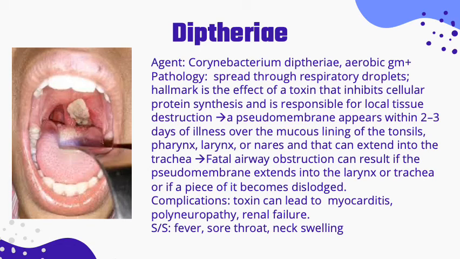The toxin can spread from the tonsillar area to various organs, causing myocarditis, polyneuropathy, or renal failure. The typical signs and symptoms will begin with fever, sore throat, and neck swelling, but will rapidly progress and cause multisystemic problems.